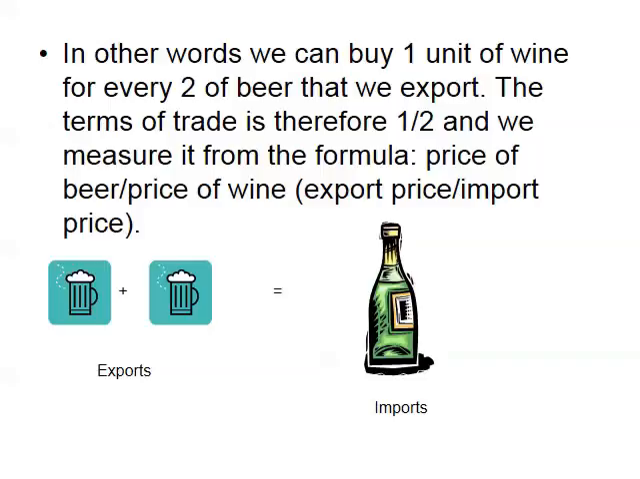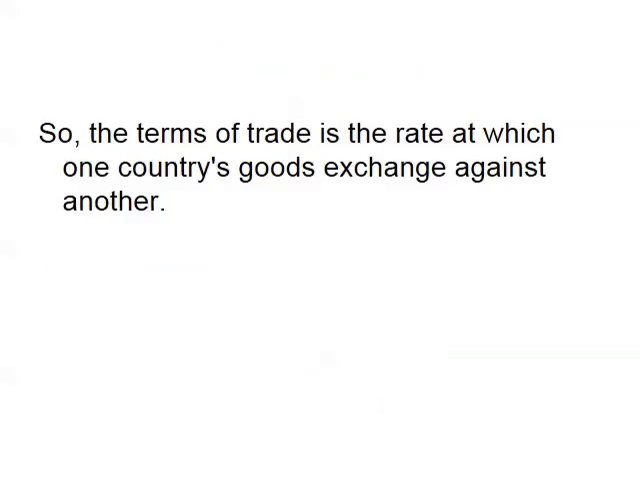And we measure it from the formula. Now, this is a simplistic formula. The actual formula will be a little more complex, but essentially you're looking at the price of exports over the price of imports. So in this case, the price of beer over the price of wine. So the terms of trade is the rate at which one country's goods exchange against another.